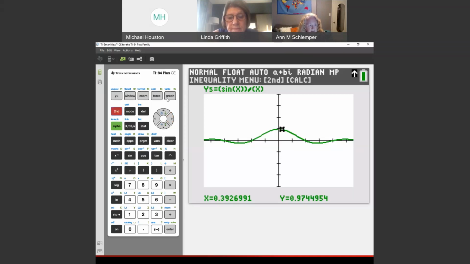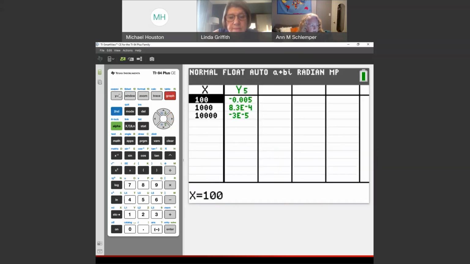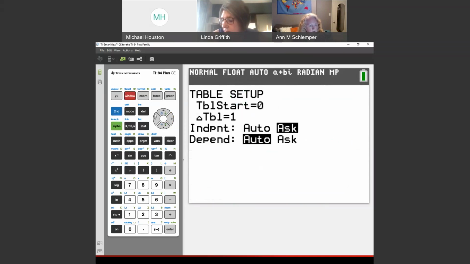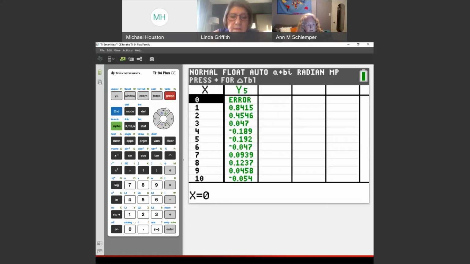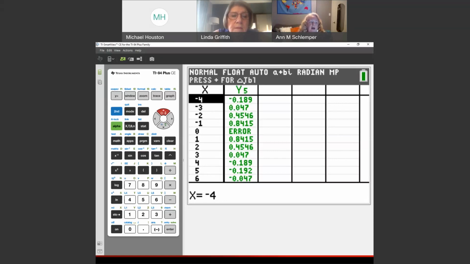So we're going to look at the table as well. I'm going to put it back to auto, and I'm going to go look at the table. And you can see on the table that it says error. But what's really nice is you can press plus for delta table. You don't have to go back to the table set. You can just hit plus, and we could change this to 0.1.